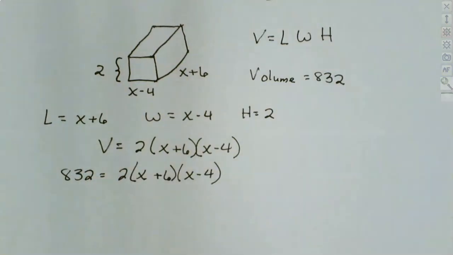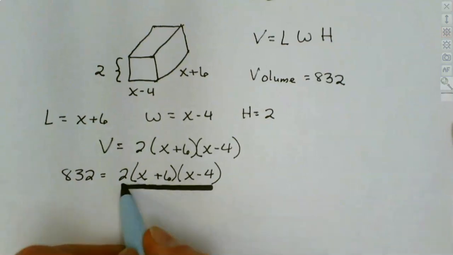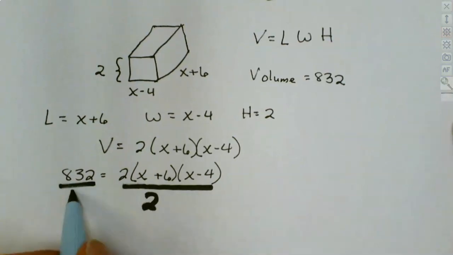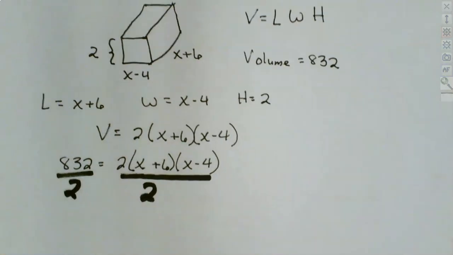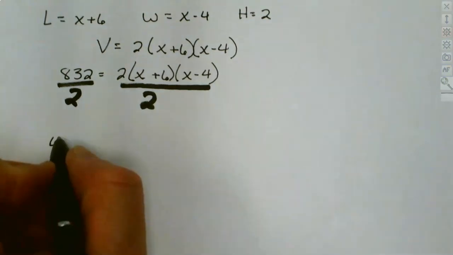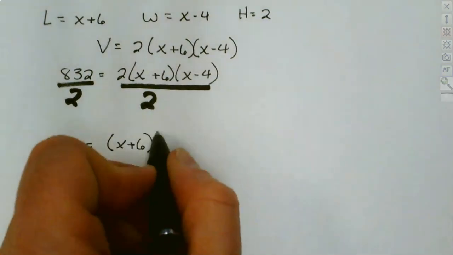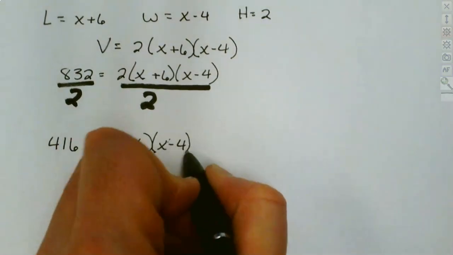How would we solve this? Well, again, this is going to require us to FOIL. Before we FOIL, though, that 2 has been factored out, and both sides are divisible by 2. So let's go ahead and divide both sides by 2 since it's been factored out, and that's going to save us a step here. So 832 divided by 2 is 416. So 416 equals (x plus 6)(x minus 4).